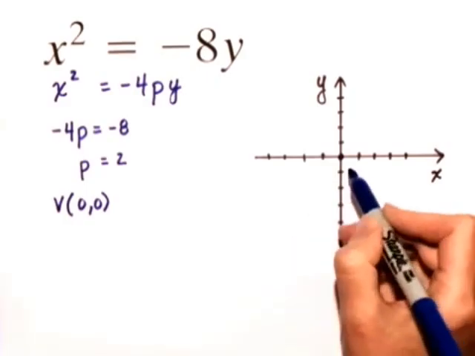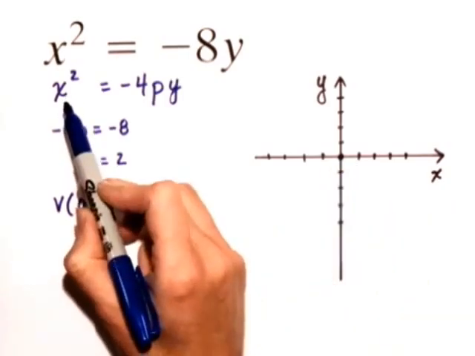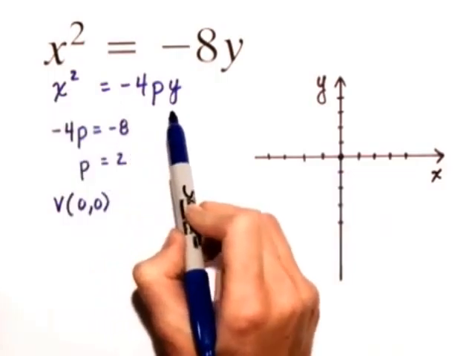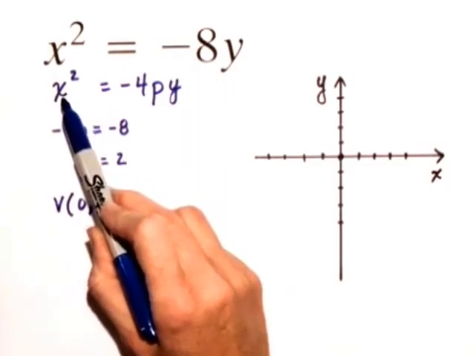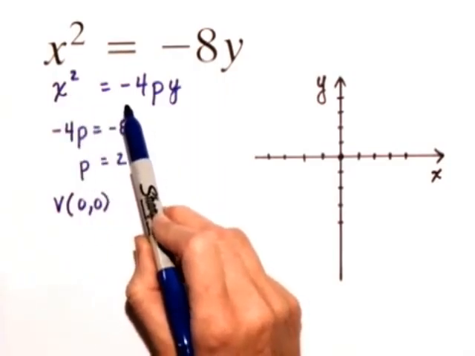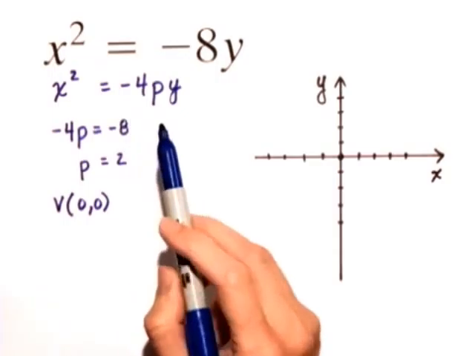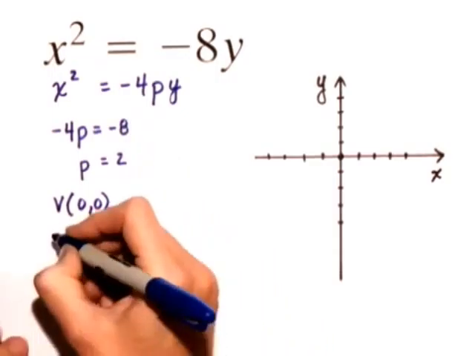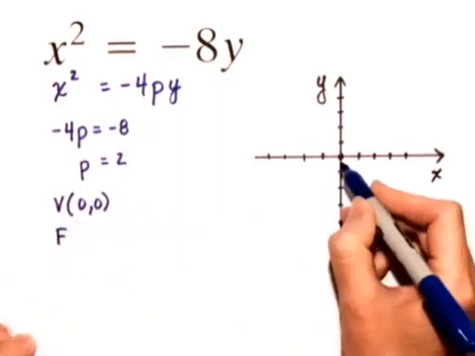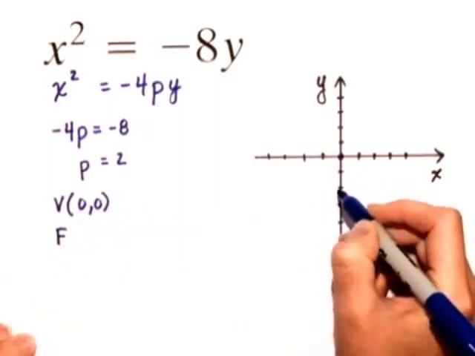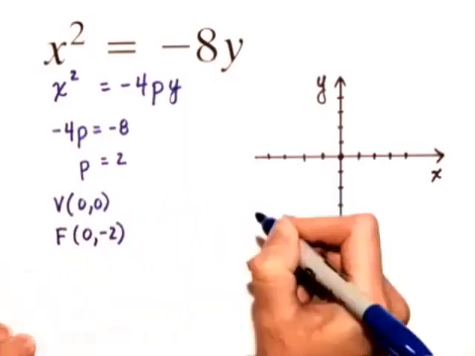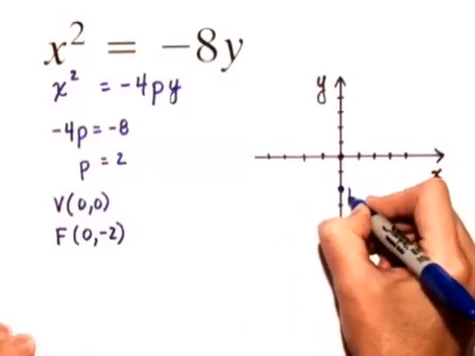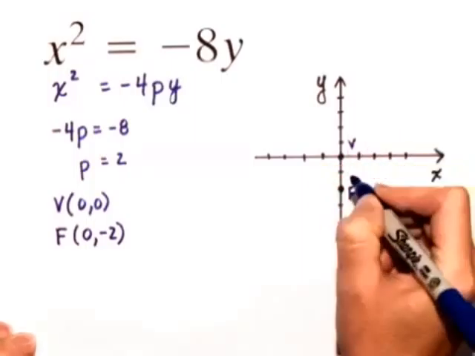But the question is, 2 units in which direction? Well, it depends. We have x squared is equal to negative 4py, so this is a parabola with x squared. A parabola either opens up or it opens down. Since we have a negative on the right-hand side, this means it opens down. So therefore, we know that the focus is located 2 units below the vertex. So in this case, our focus is located at 0, negative 2. And we plot that right here. There's our focus. Here's our vertex.